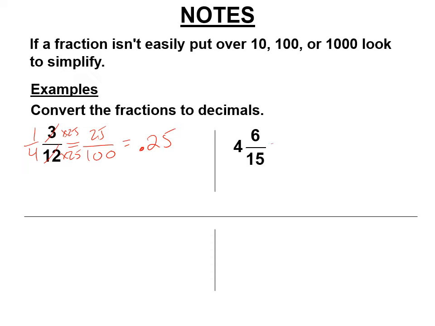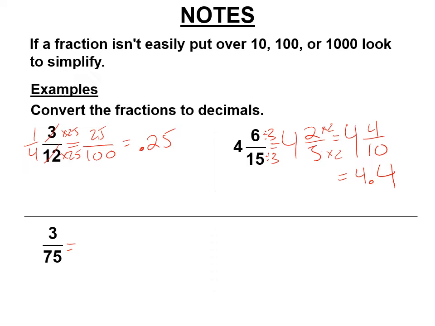4 6/15. All right, so we have to simplify. And 6 and 15 are both divisible by 3. So we get 4 2/5. 2/5 can be made into tenths, right? 5 times 2 is 10, 2 times 2 is 4, 4 and 4/10. This is 4.4.